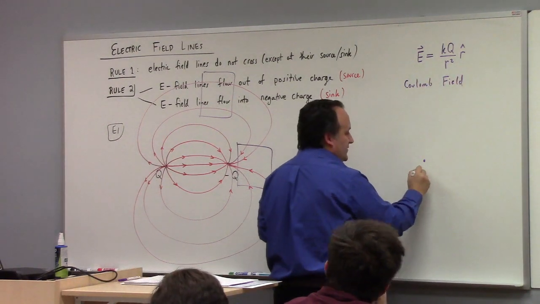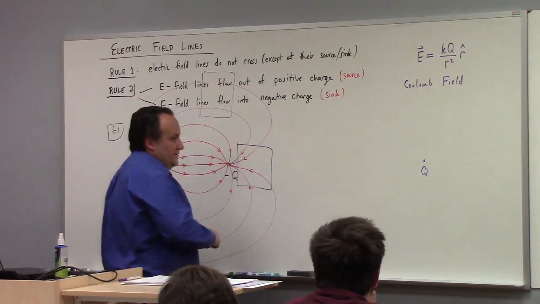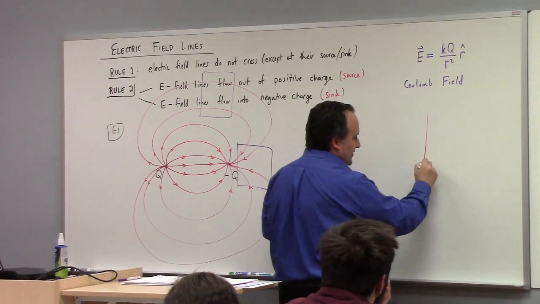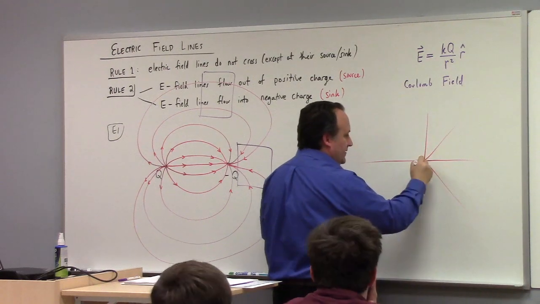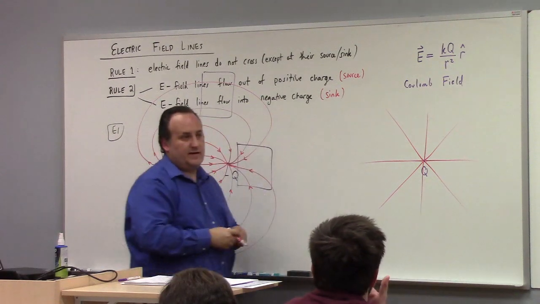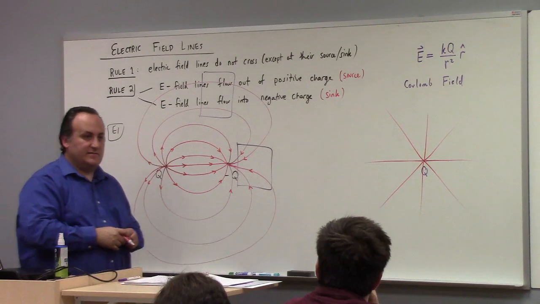So I put charge q at the origin, and the field line picture here is really boring. It's just one this way, one that way, one this way, one that way, one this way, one that way, one this way, one that way. All right, I'll just do that many because I can do those relatively symmetrically.